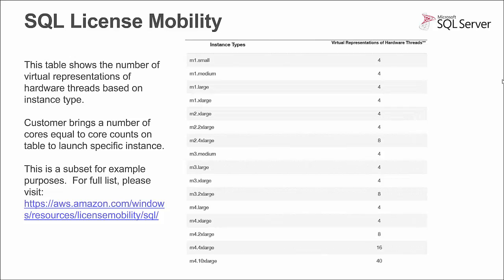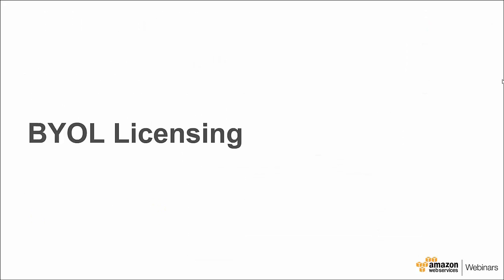So there's a link here, and I do believe we will be distributing these slides after the presentation as well, or providing a link to them, that provides you a chart where you can look at this full list of different instance families and the number of hardware threads that you need to license if you're going to bring those licenses into AWS.